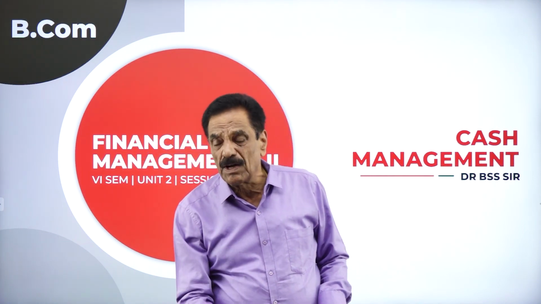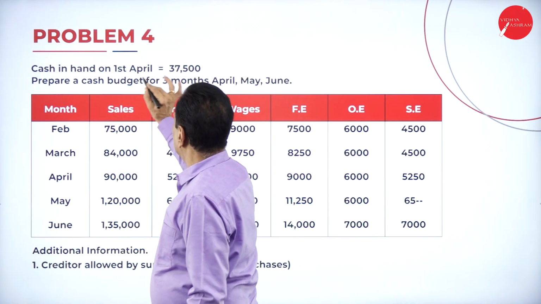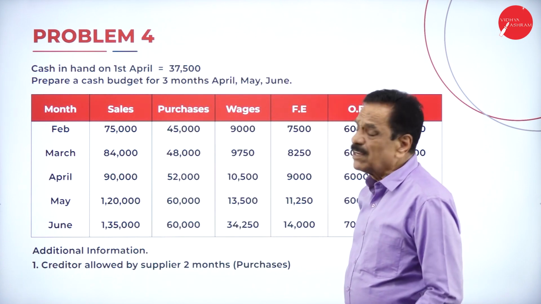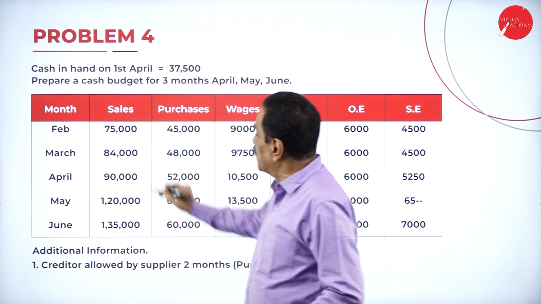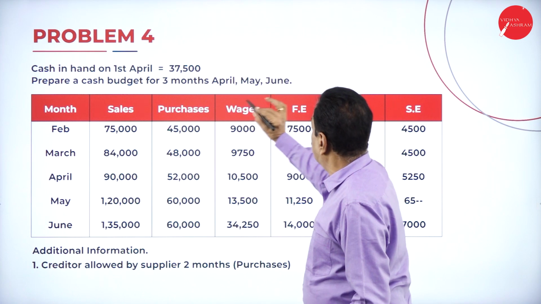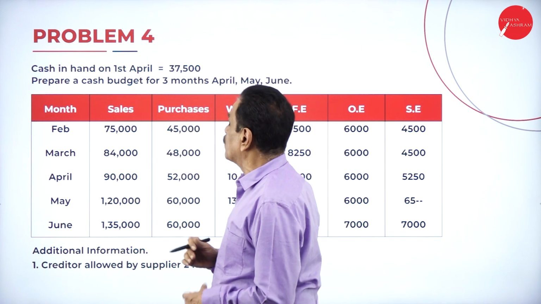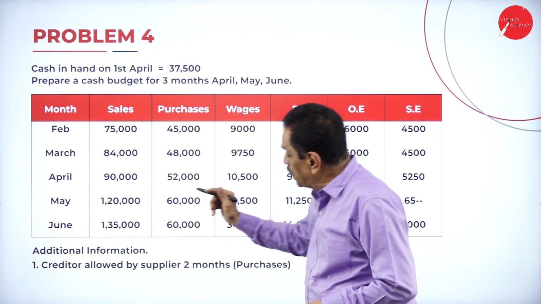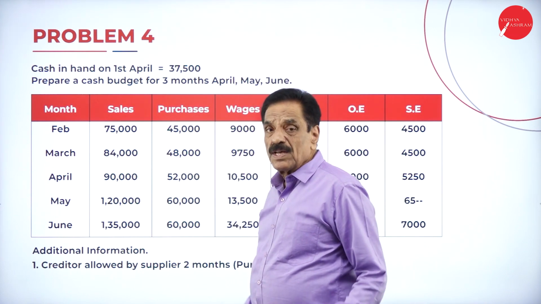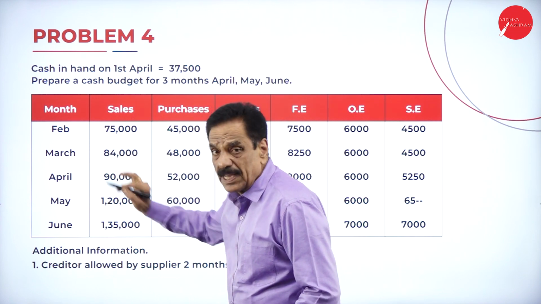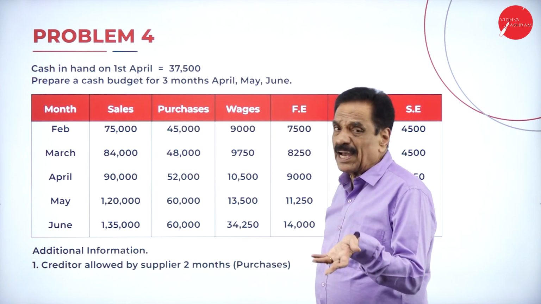We'll move on to the problem now. The problem says: cash in hand on 1st April is 37,500. When you start the business, we have got a balance of 37,500. Prepare a cash budget for 3 months, April, May, June. Sales are given as 75,000, 84,000, 90,000, 1,20,000, 1,35,000. Purchases means creditors. Sales means debtors, credit sale. Then cash sale is there. If they paid cash, it is okay.